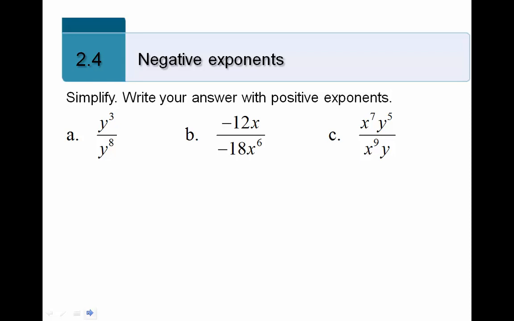Alright, so we're going to be applying these exponent rules in the following problems. Notice in these examples we're dividing. We have like bases. Here we have y cubed divided by y to the 8th. And we know that when we're dividing we subtract our exponents, so this will equal y to the 3 minus 8, which equals y to the negative 5th. And now we need to rewrite our answer with positive exponents.